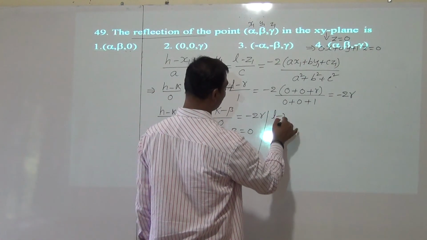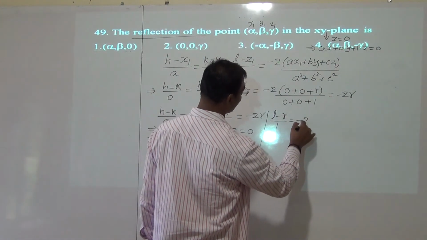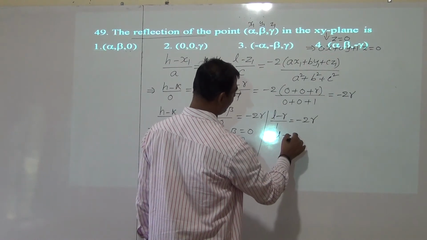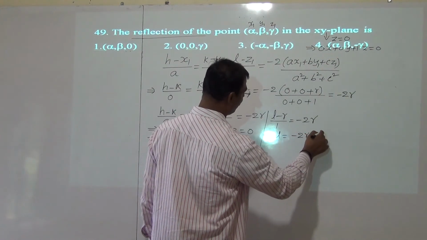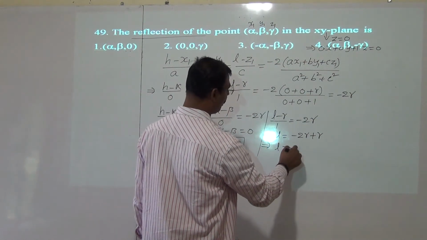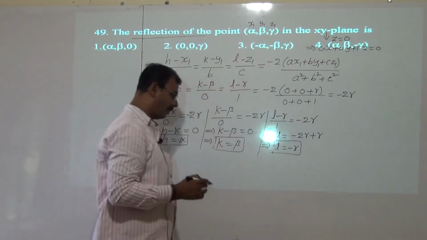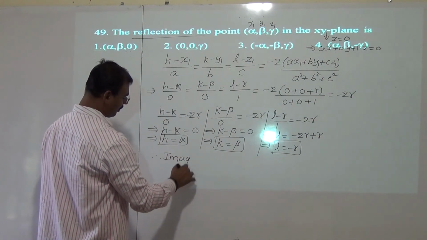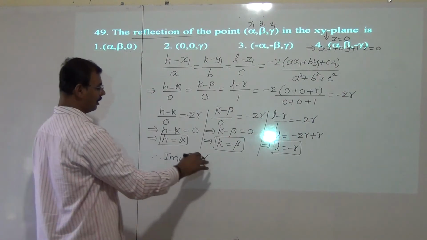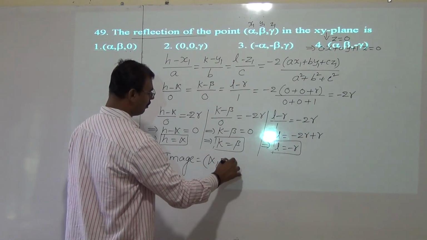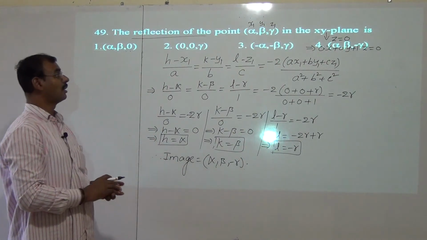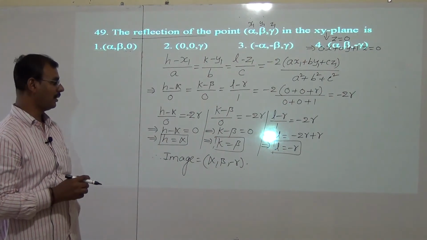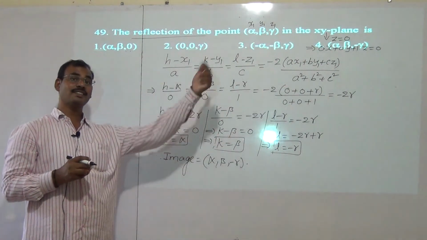L minus gamma by 1 is equal to minus 2 gamma. So l is equal to minus 2 gamma plus gamma. What is the l value? Minus gamma. Therefore, the image, nothing but the reflection, is alpha, beta, minus gamma. So remember, the reflection of the point alpha, beta, gamma with respect to the xy plane is alpha, beta, minus gamma.